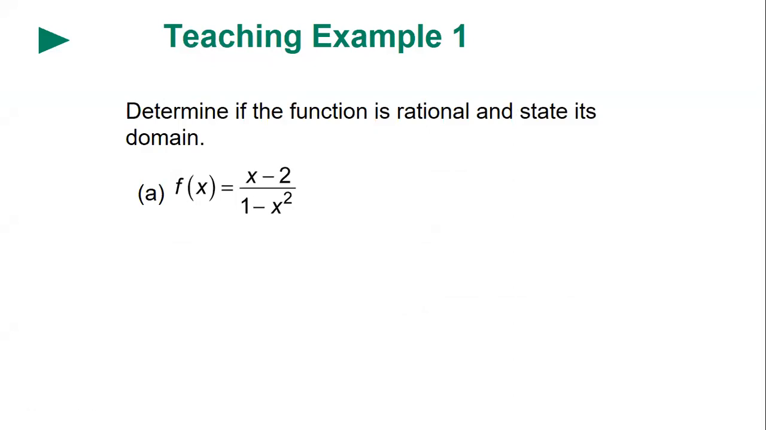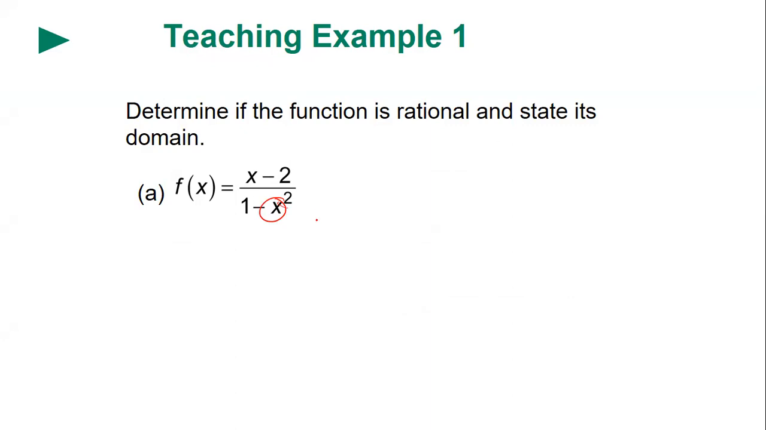So it says determine if the function is rational and state its domain. This function is rational because we have a variable in the denominator. Does that make sense? So this is a rational function because there is a variable in the denominator. Yes? That's what makes it rational.